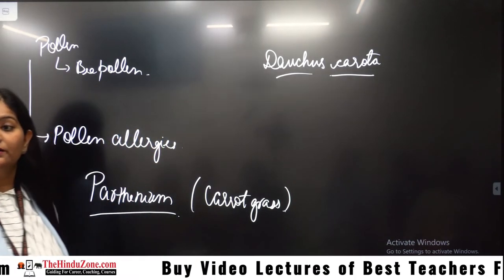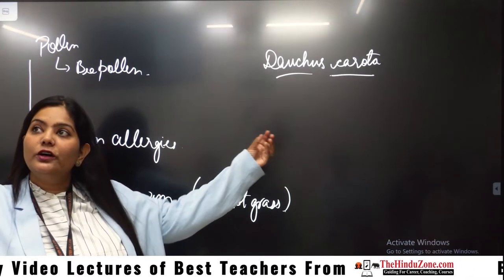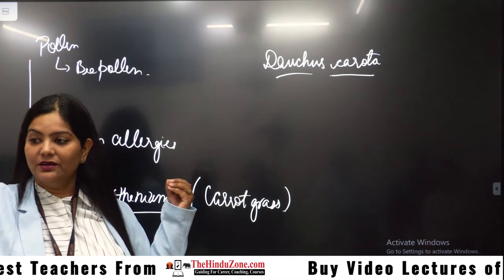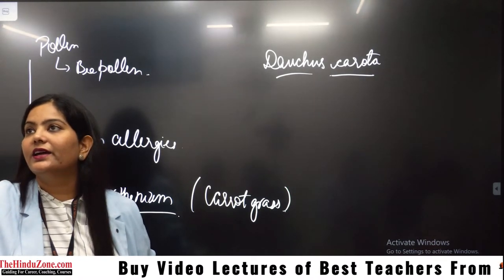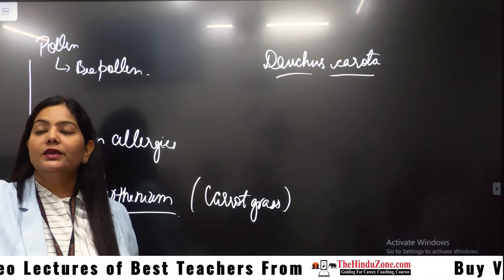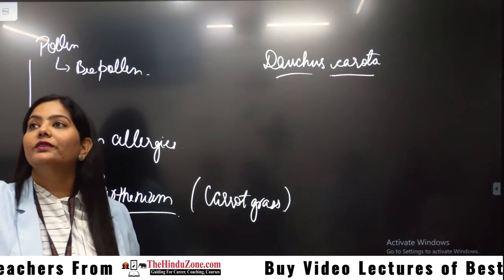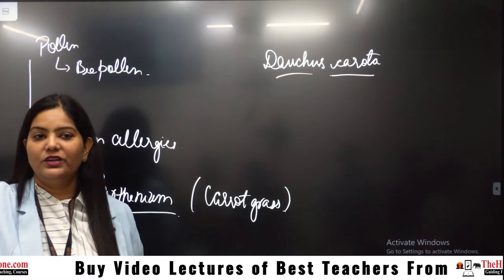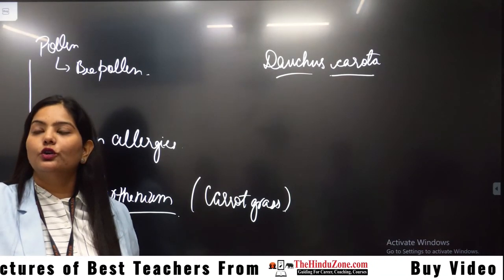Daucus carota is the scientific name of carrots, and Parthenium is a different thing, but both of them have the same leaves. The leaves are similar, and that is why Parthenium is called carrot grass. Otherwise, what is a carrot? It's an underground food which you eat, right? Parthenium pollen is highly allergic, and it came along with the wheat to India. It is not indigenous to India. So this Parthenium is also giving a lot of allergy.